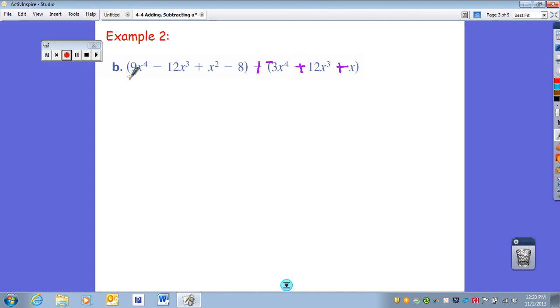So we're going to start by adding 9x to the fourth and negative 3x to the fourth, which gives us 6x to the fourth. And then we'll look for our x cubes. I have a negative 12x cubed and a positive 12x cubed, which would have a sum of 0. I have an x squared, so that'll be plus x squared. I have an x, so that'll be plus x. And lastly, my constant term will be minus 8. So this would be my solution in standard form.